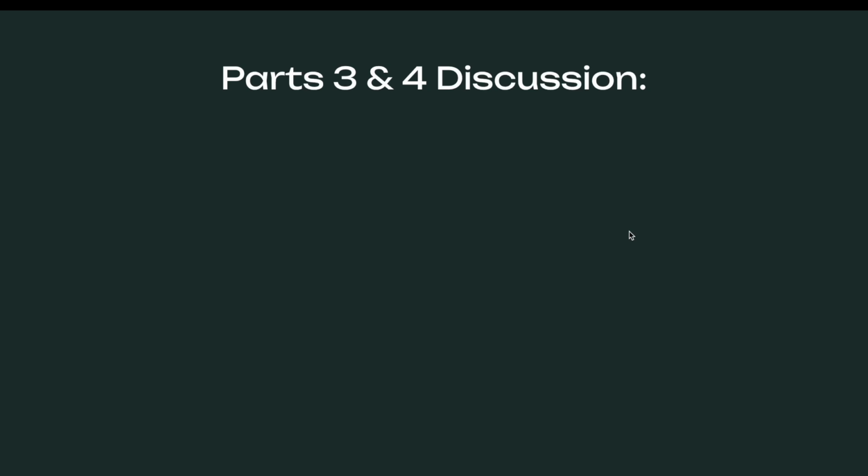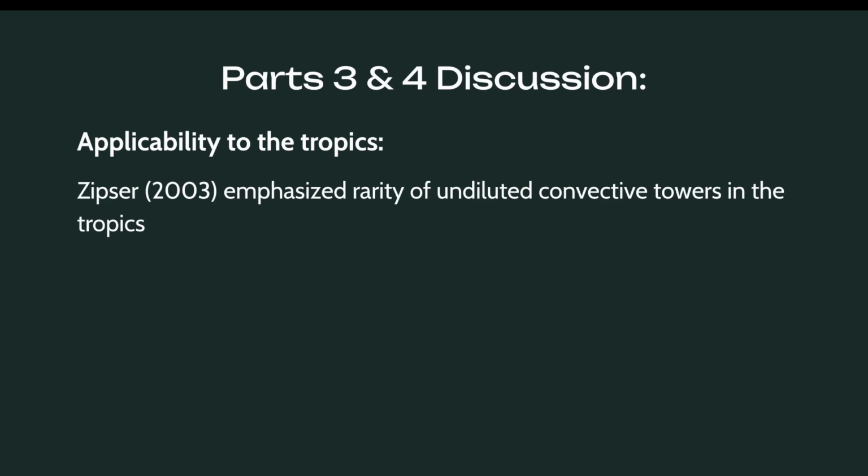So now I'm continuing on to parts 3 and 4 of AP question number 1. Part 3 asked about how applicable the two scenarios of an entraining plume and a non-entraining plume are in the tropics. And my answer can essentially be boiled down to this, where Zipser in his 2003 paper really emphasized the rarity of undiluted convective towers in the tropics.